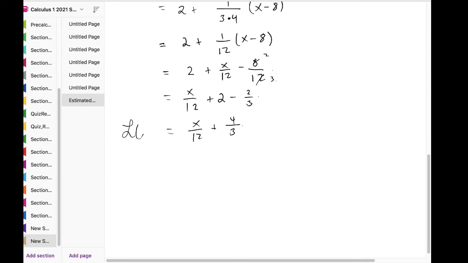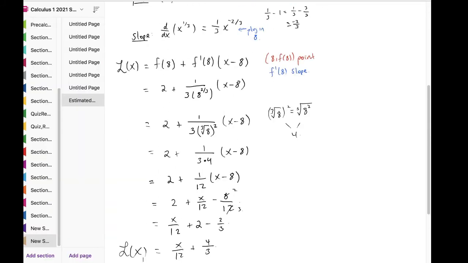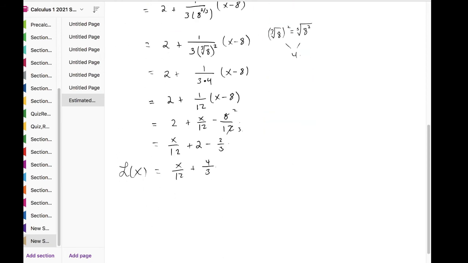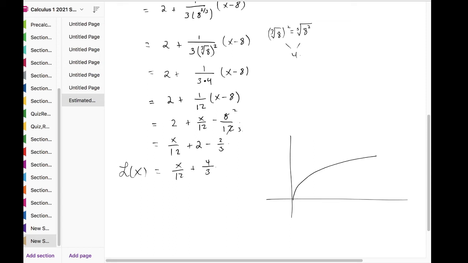Okay, so what do we need to do now? What was the whole point of this question? It was to find an approximation of cube root of 9. So what do we do with this linearization, which they call it? Yeah, plug in 9. So with these questions, if you need a calculator, you did something wrong. You're not calculating cube root of anything.